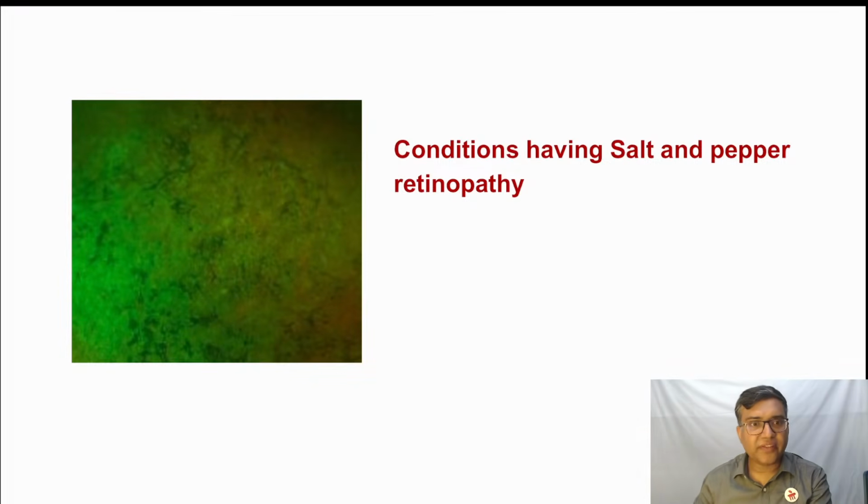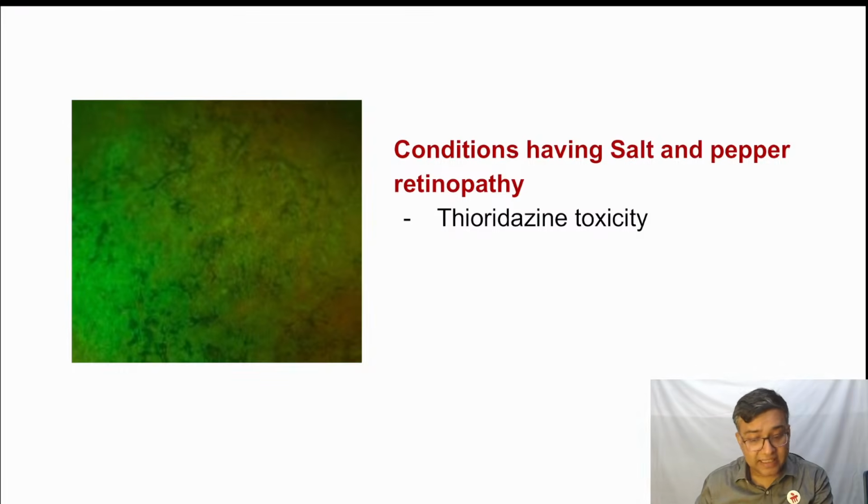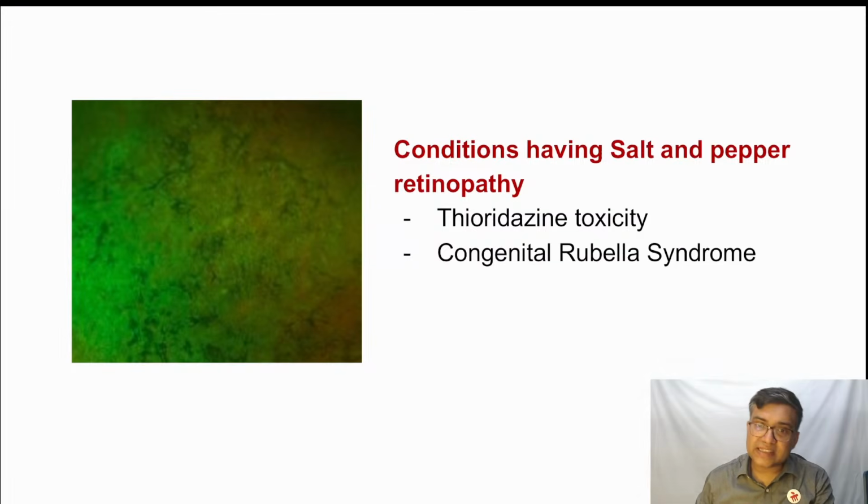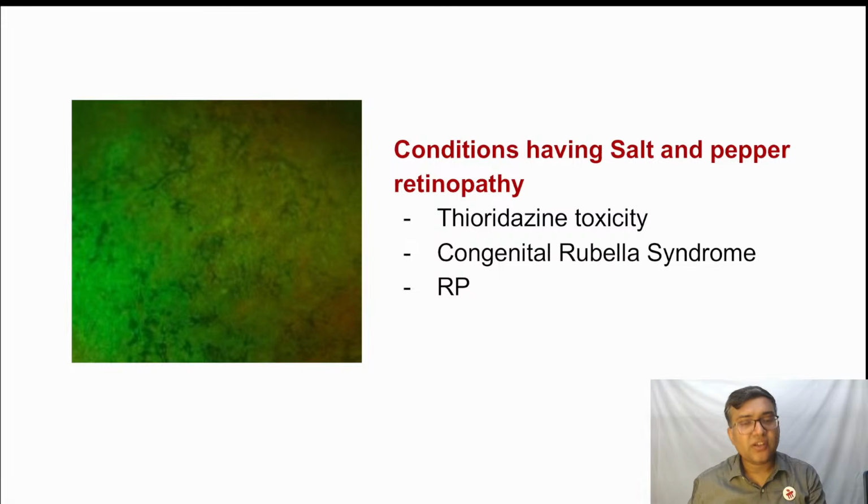Now, if the patient is having a condition like this where you can see pigmentation around the fundus, this is called salt and pepper retinopathy. I told you about this when I was talking about retinitis pigmentosa. This condition can be seen in retinitis pigmentosa. It can also be seen in drug toxicity by thioridazine and also in congenital rubella syndrome. So these are the various differential diagnoses of a patient with salt and pepper retinopathy, and this was also a previous year question.